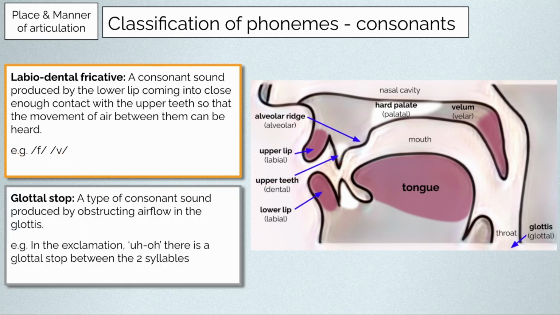And the last one is the glottal stop. This is a type of consonant sound produced by obstructing airflow in the glottis, so down here. For example, in the exclamation uh-oh, there is a glottal stop between the two syllables here. Now the glottis is where the vocal cords are. And although you wouldn't think of a glottal stop as a type of consonant, as it doesn't produce a clearly audible sound with air release, its manner of articulation is called occlusive, and so it is still defined as a consonant sound. Place and manner of articulation done.